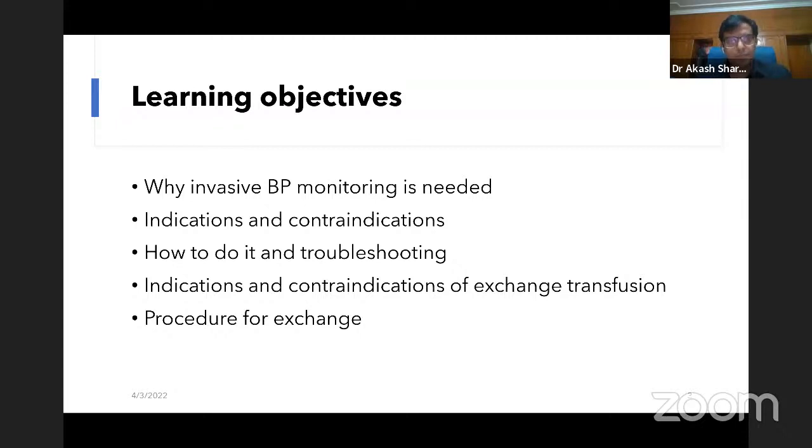The learning objectives would be a few: why invasive BP monitoring is needed in neonates, what the indications and contraindications are, what the common troubleshooting is and how we can manage some of the complications that might occur during invasive BP monitoring, and some brief about exchange transfusion, its indications, contraindications, and the procedure itself.